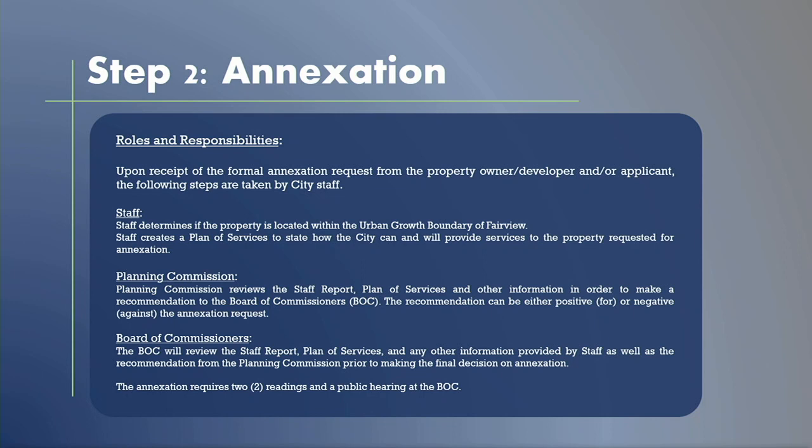And in terms of the process, it'll be by resolution and not by ordinance, which is a little wonky because for communities that bring an annexation and rezoning at the same time, rezoning is by ordinance and annexation is by resolution. So you can kind of end up being on two different paths there.